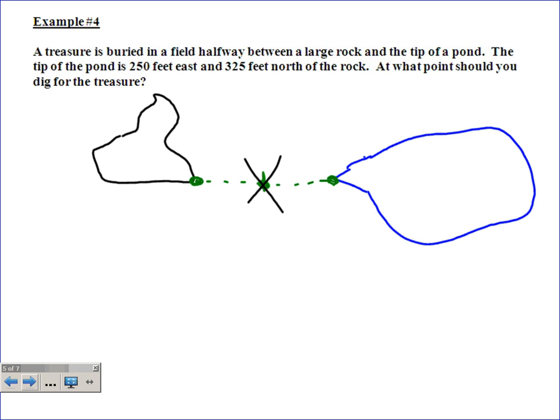The tip of the pond is 250 feet east and 325 feet north of the rock. Man, I didn't draw that to scale at all. Okay. That's going to be like upstairs somewhere. That's pretty tough. So if our rock is basically where we're starting, could we say that's maybe at 0, 0? Okay. That kind of makes sense to me. It's basically where we're starting. 0, 0 is our origin.